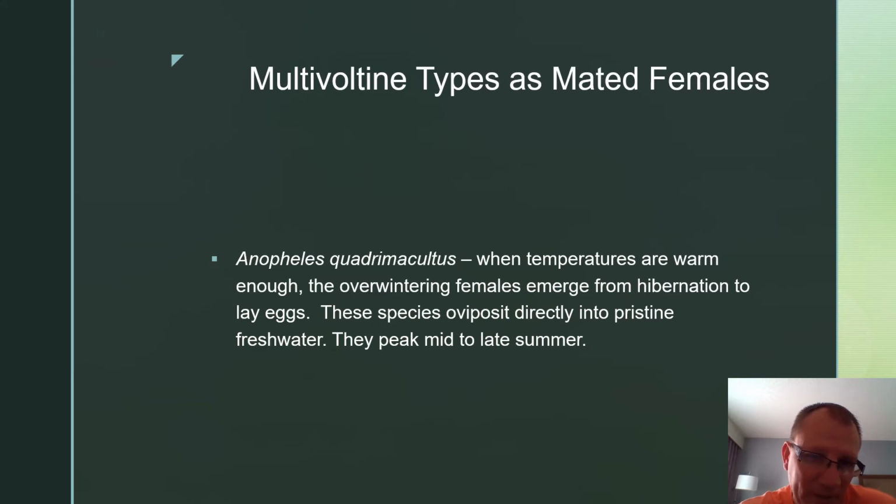Looking at multivoltine types that overwinter as mated females, Anopheles quadrimaculatus, when temperatures are warm enough, the overwintering females emerge from hibernation to lay eggs. These species oviposit directly into pristine fresh water. They peak in mid to late summer.